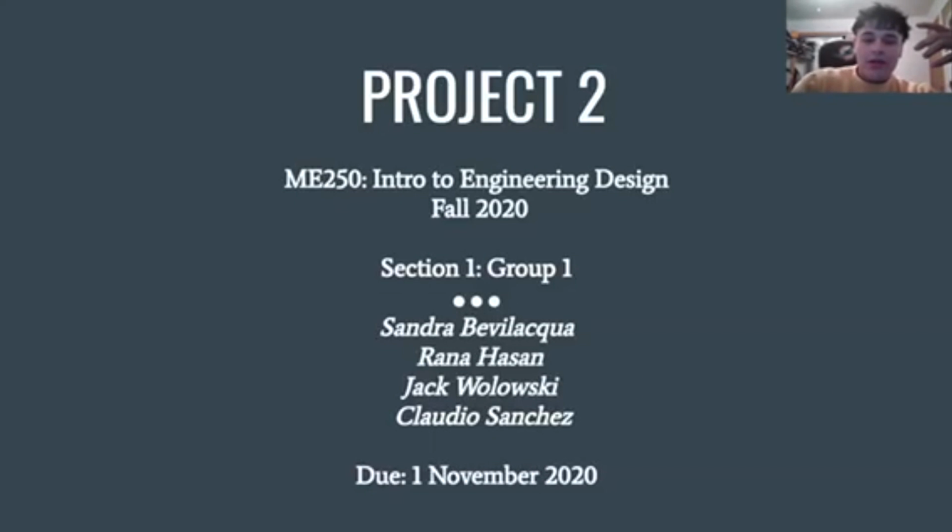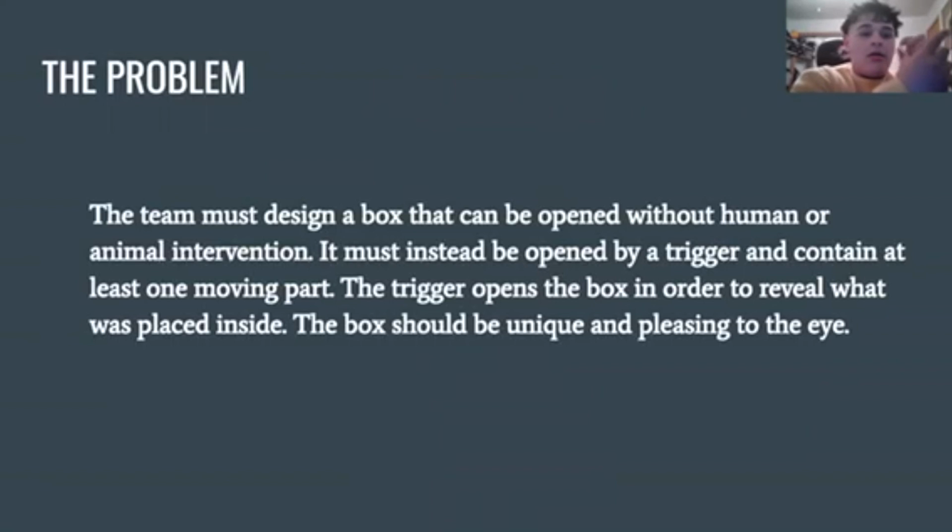Let me proceed. Now we have a problem. What is the problem? The problem is we want to design a box that is able to open without any human or animal intervention. What does that mean? That means we don't want to put our fingers on the box and physically open it. We want some sort of mechanism or coding, such as Arduino, to open the box by itself. We don't want our hands to open it.